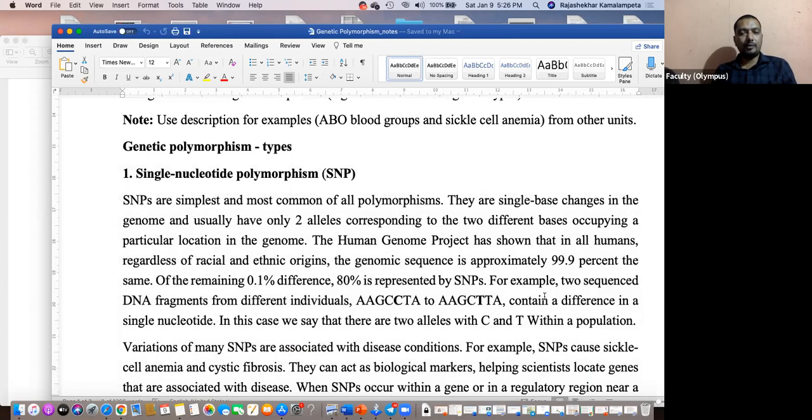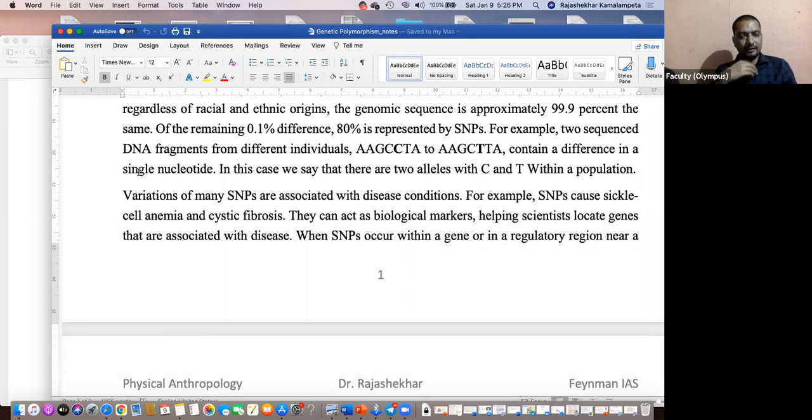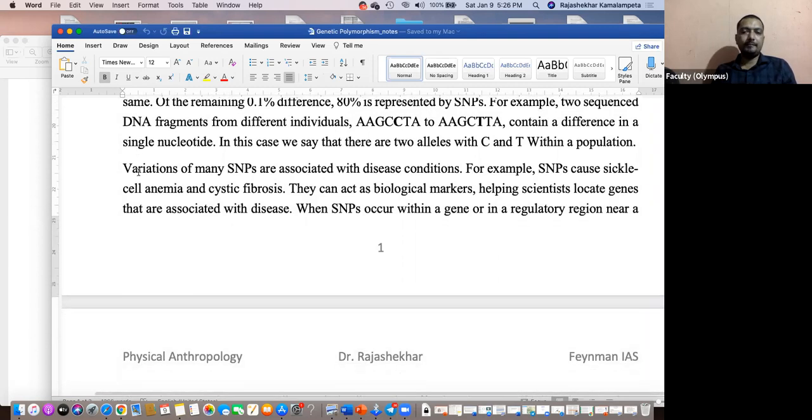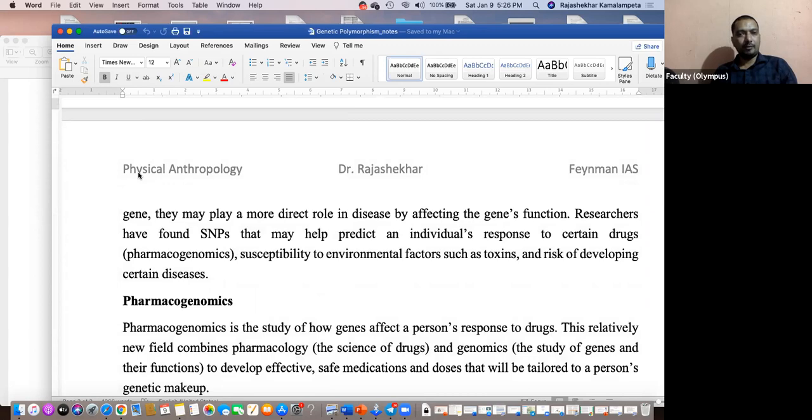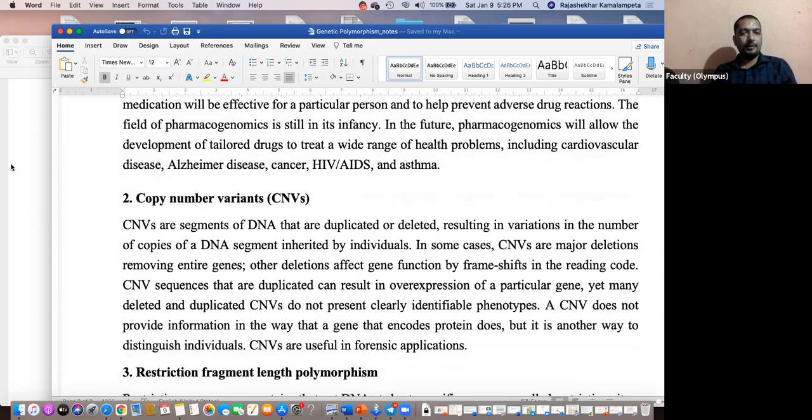Single nucleotide polymorphism, the most common one, only one letter change at a given sequence. 80% of the differences among us belong to this category. Can be used in pharmacogenomics and disease diagnosis. Copy number variants, where the number of the same gene is repeated, multiplied a couple of times. So variation in number of copies can be seen between different individuals in a population. Is there an impact? Sometimes more protein can be made because of this.